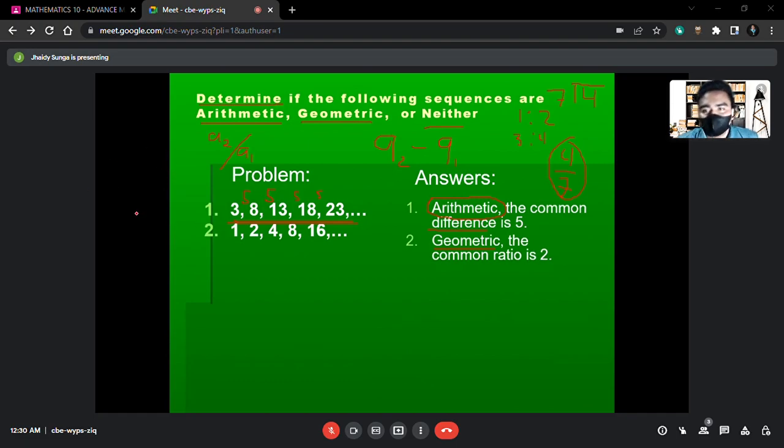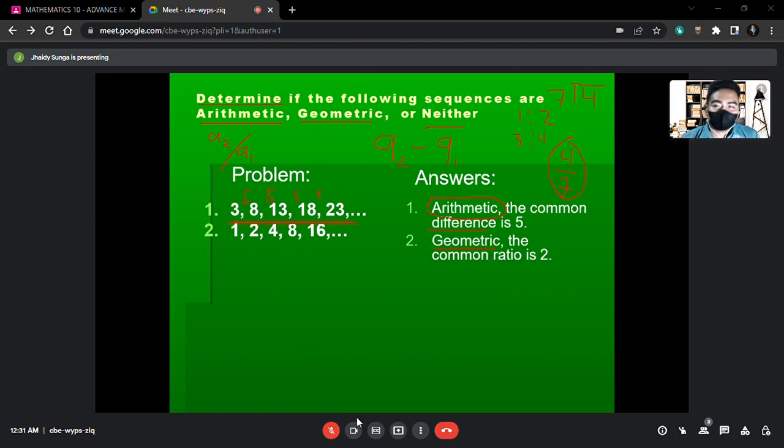So we could say that in arithmetic, addition and subtraction are commonly used, while in geometric, multiplication and division are commonly used. So in these two given, we could already see the difference between arithmetic and geometric, alright?